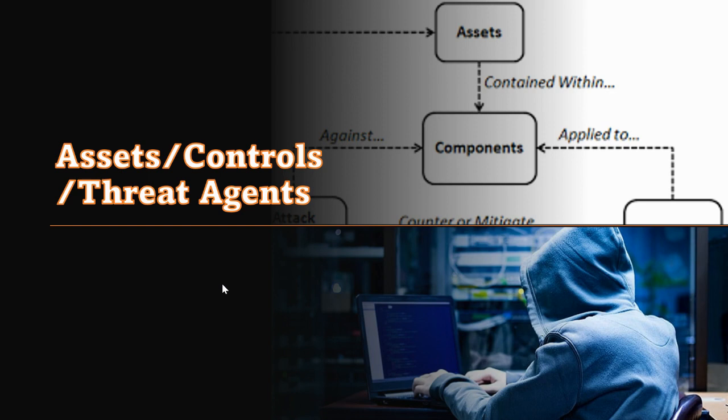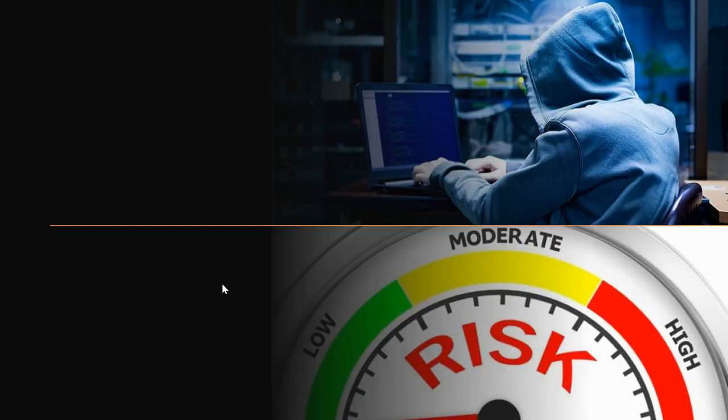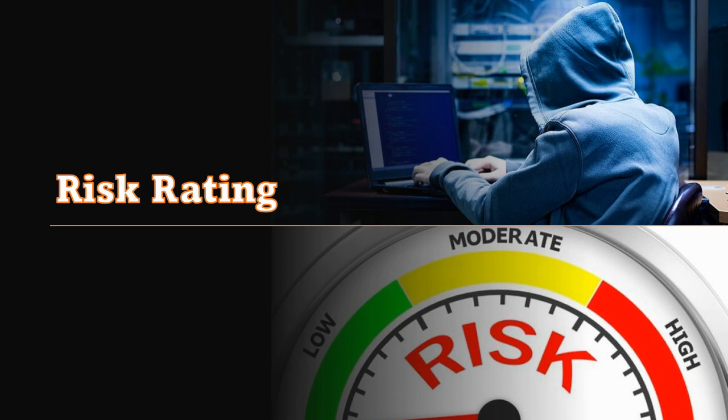This is the job of an auditor: to find out what the important assets, controls, and threat agents are. Then comes the risk rating. One must know what the risk rating is and how to rate findings once they are known. Let's say you have some findings, and you need to rate them as high, medium, low, critical, or informational. This needs to be assigned based on the CVSS score rating.